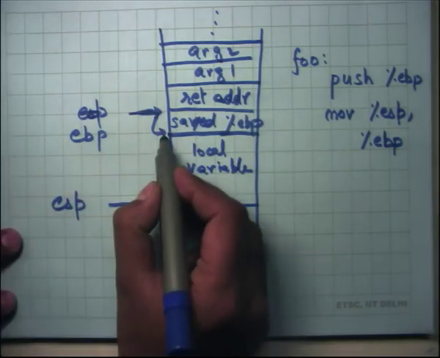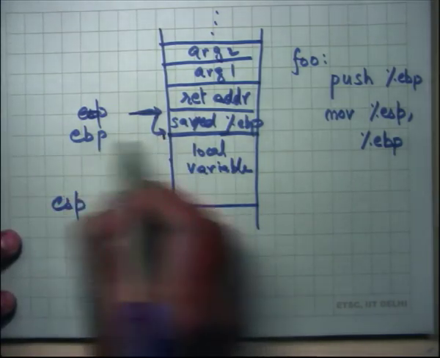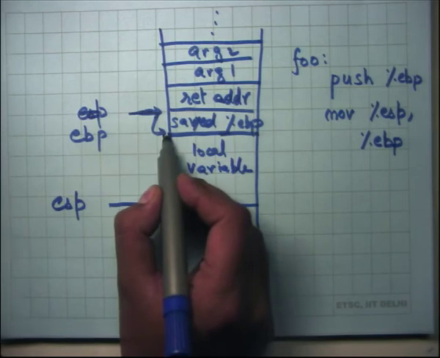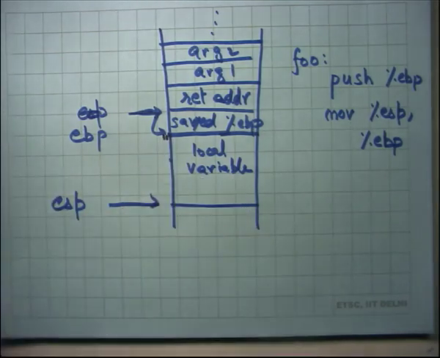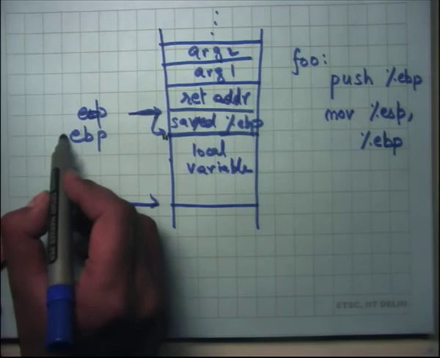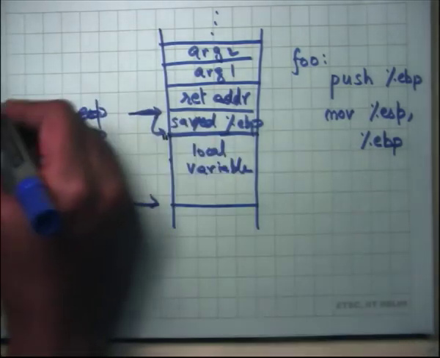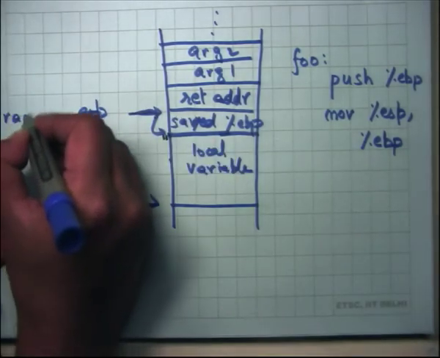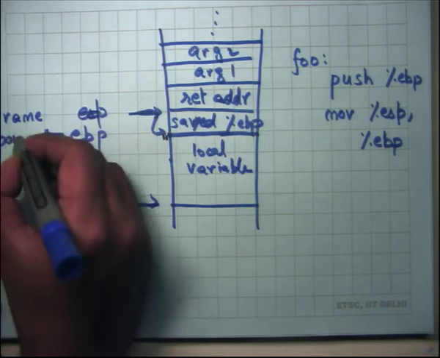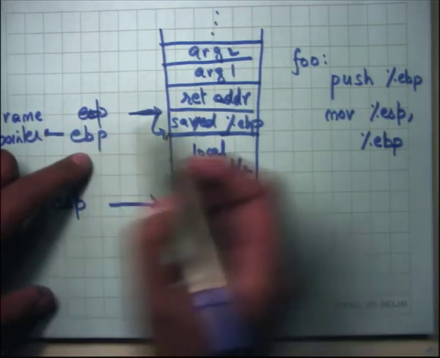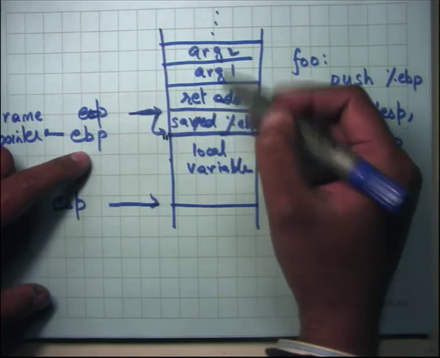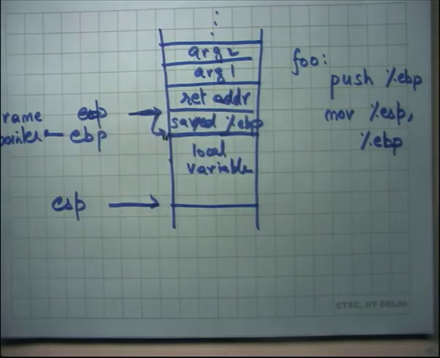And EBP is now pointing to the ESP value at the start of the function. So in other words, EBP is acting as a frame pointer, and you can use EBP to dereference the arguments. So if you want to get to argument number 10, then you just say EBP plus 4 plus 10 times 4.